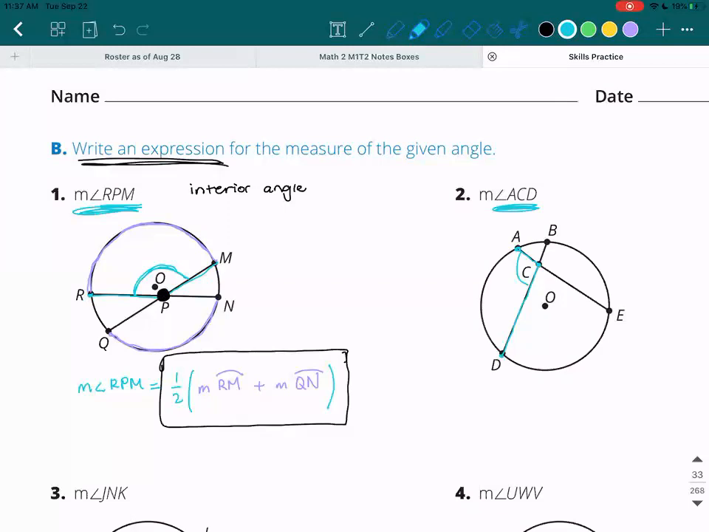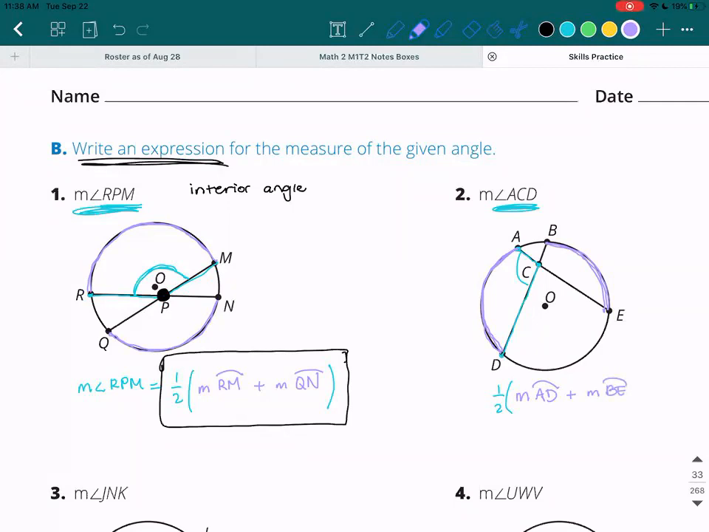And so which arcs are we going to be adding together? Well, it's the one that's kind of held by the angle. So AD is one of them. And then we do the one on the opposite side, so also BE. Okay, so these are the two arcs that we are talking about. So in our final answer, we have half, and then measure of arc AD plus measure of arc BE.